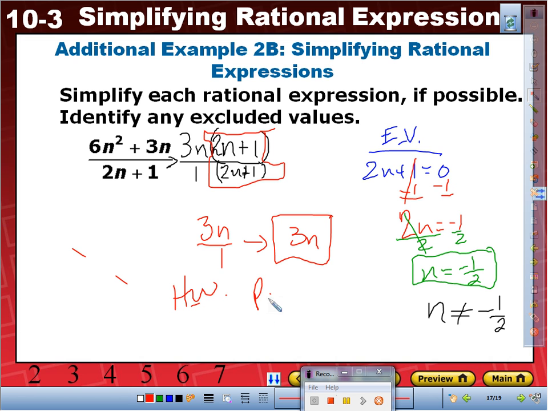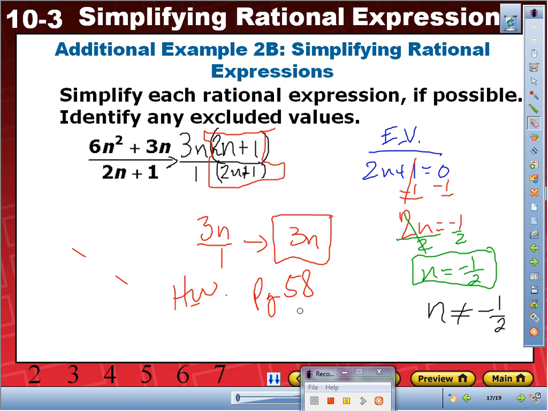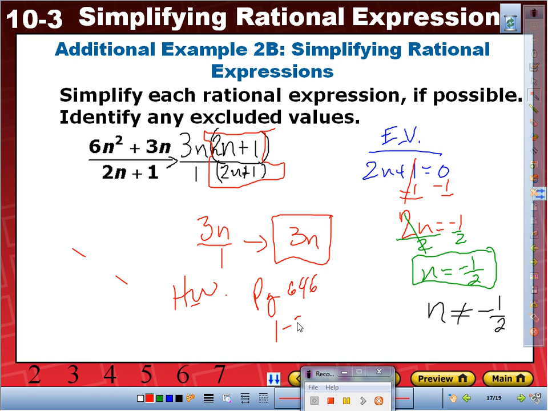So homework. Homework was on page what? What page was it, guys? 646, numbers 1 through 31 odd.